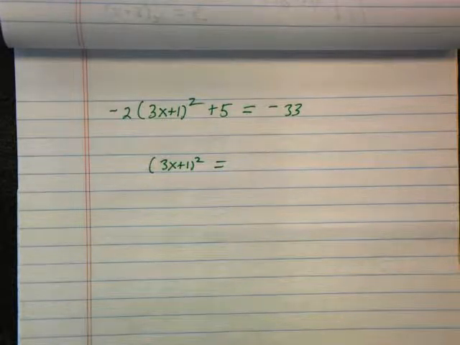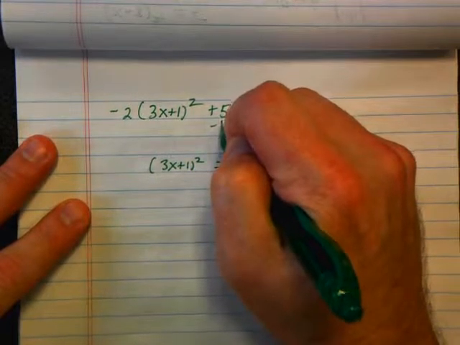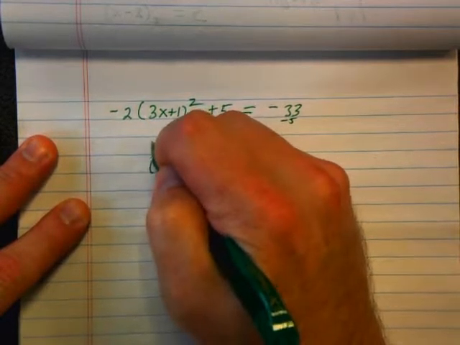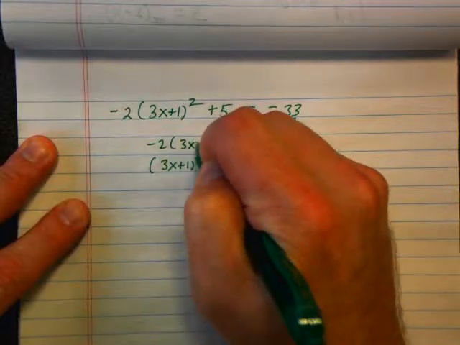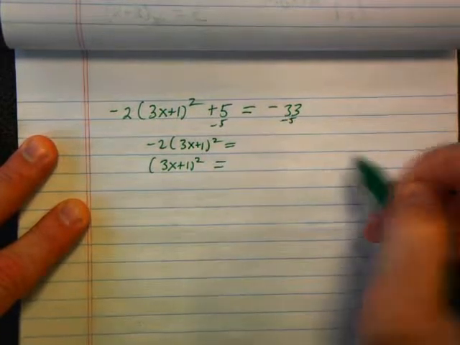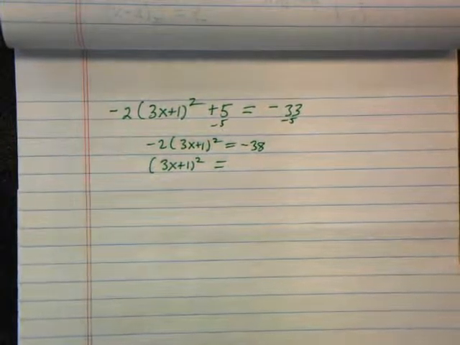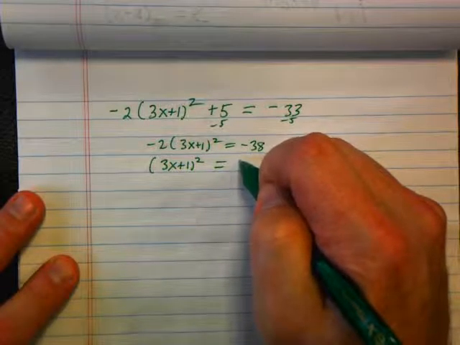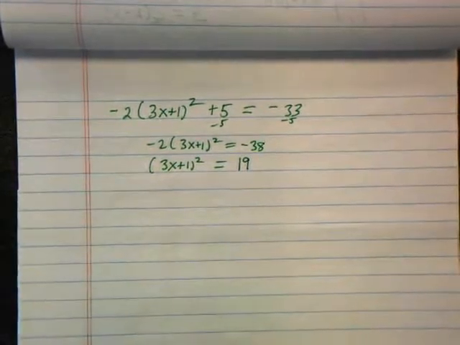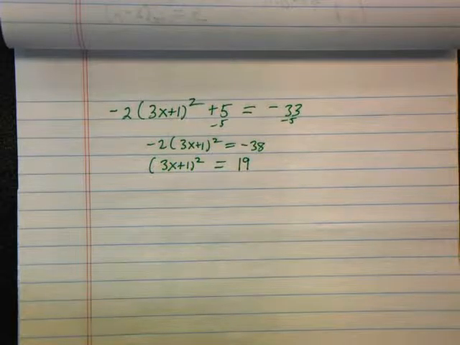In order to do that, we subtract the 5. So we have negative 2 times 3x plus 1 squared equals negative 38. We divide by negative 2. Negative 38 divided by negative 2 is 19. Yeah, you're close. 19. All right, so there's your first couple steps. First couple steps are get the parenthesis thing by itself. Why do you want that parenthesis thing by itself? So you can square root. All right, so we square root both sides.